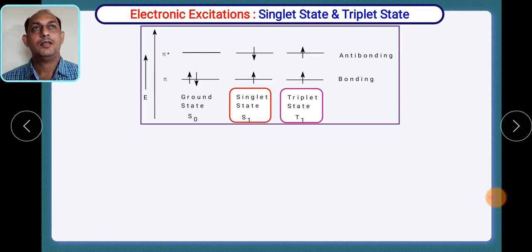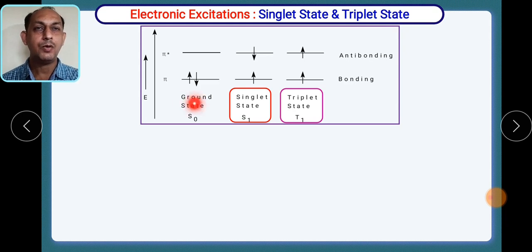Spin means what? Electrons rotate around the axis. So when you observe such type of electrons with parallel spin, we used to say this particular spin as plus half. I will explain. There are two possibilities. Whenever electronic excitation takes place, they are of two types: one is singlet state and another is triplet state. First we will see, concentrate.